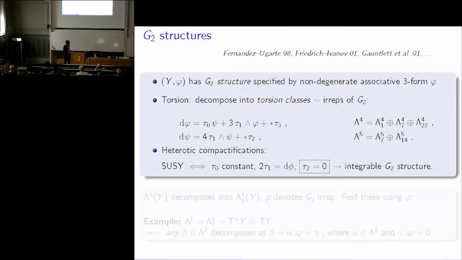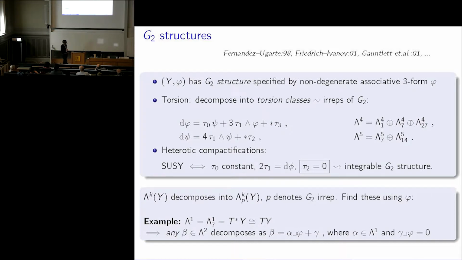And one can show that the supersymmetry constraints of the heterotic compactification give the following constraints: that tau 0, this component here, the scalar one, has to be constant. Tau 1, this one-form, has to be exact and is specified by the dilaton. And tau 2 has to vanish. And this fact that tau 2 has to vanish will be a very important part in the story. And this identifies this G2 structure as being what Fernandez and Ugarte call an integrable G2 structure. And you will see in the next slide why they have chosen this name.